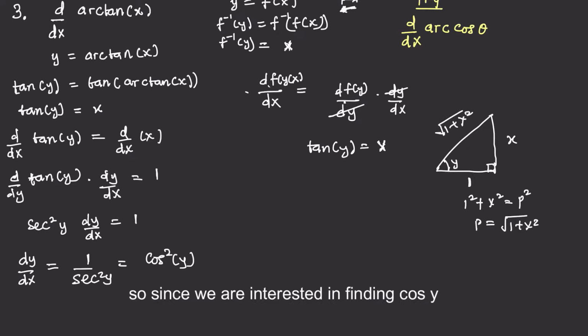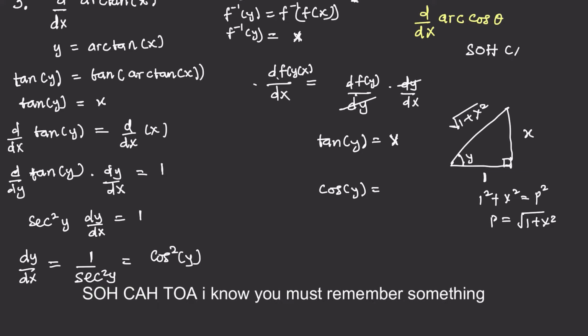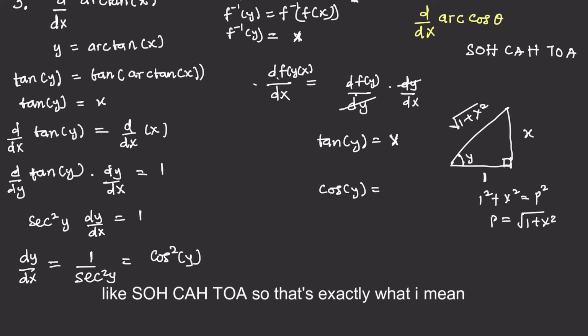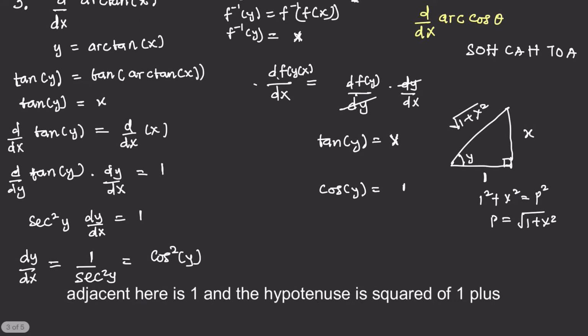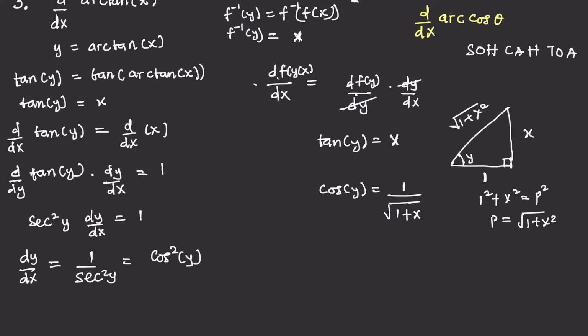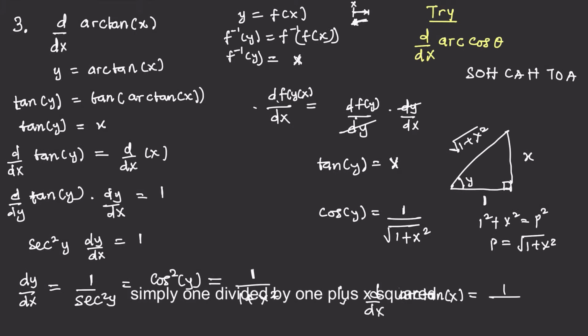Alright. So since we are interested in finding cos y, cos of any angle is just the ratio of the adjacent to the hypotenuse. One of the ways I use to remember it is just SOH CAH TOA. I know you must have remembered something like that. So that's exactly what I'm using. So here in this case, the adjacent is 1 and the hypotenuse is square root of 1 plus x squared. And if I take the square of both sides, that means I'm going to have this to be 1 divided by 1 plus x squared. And we're done. So the derivative of arctan of x is simply 1 divided by 1 plus x squared.